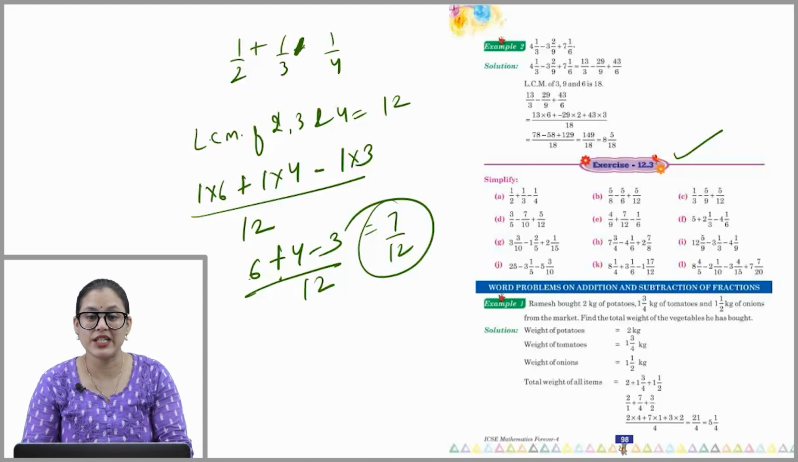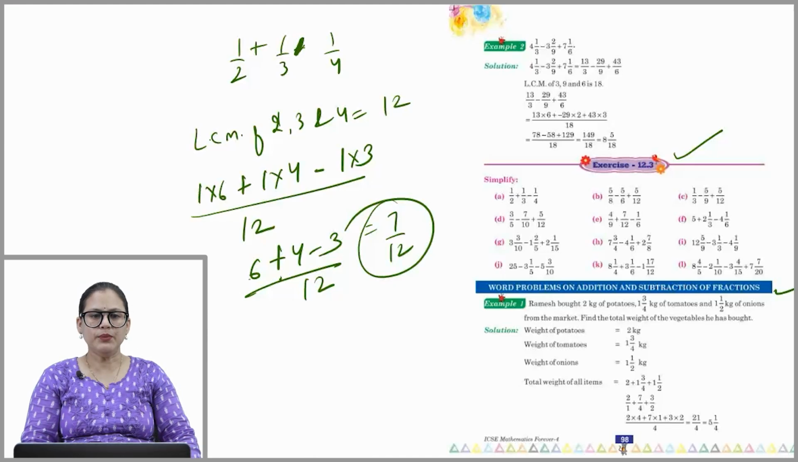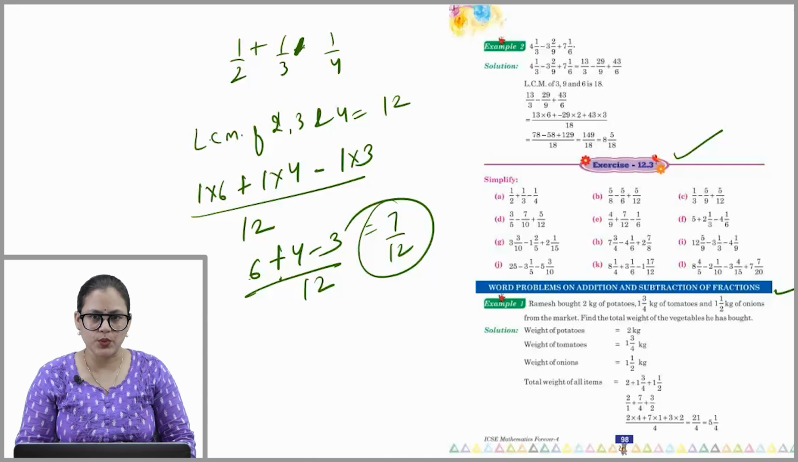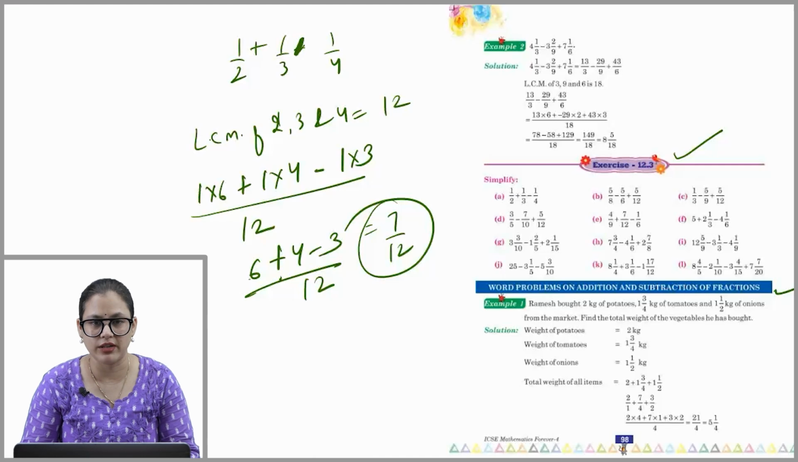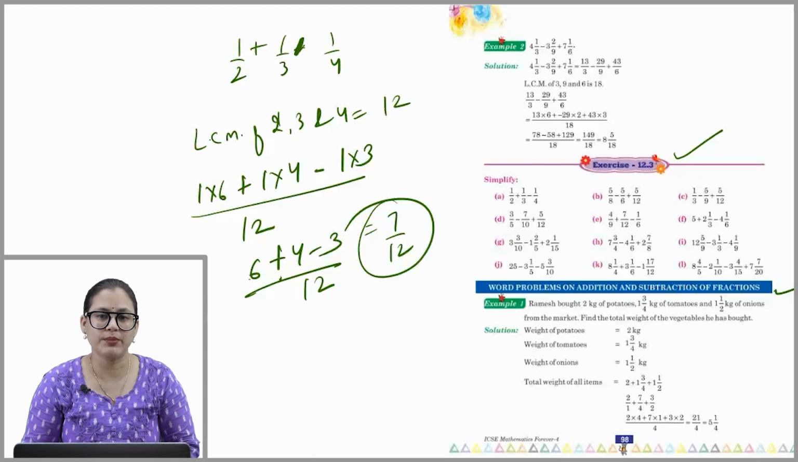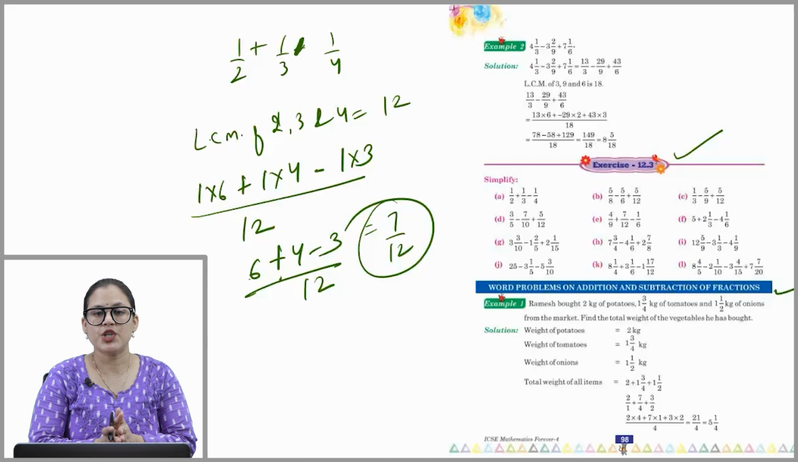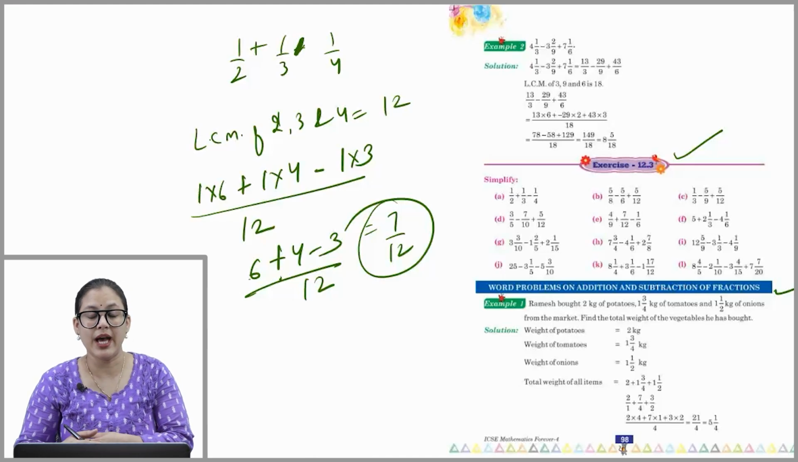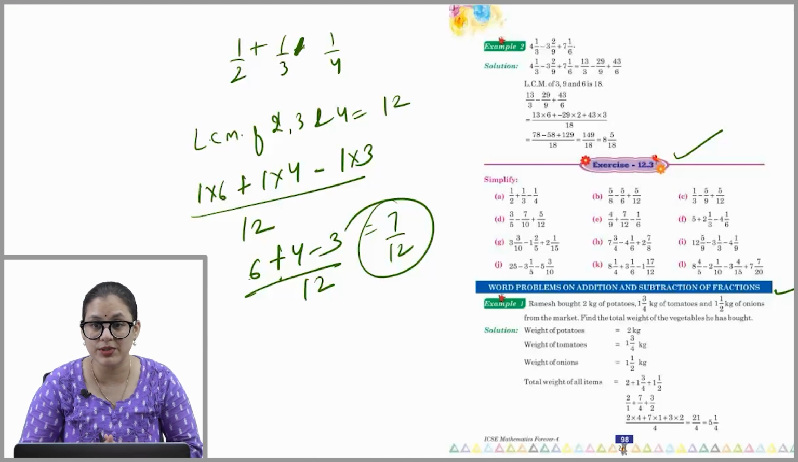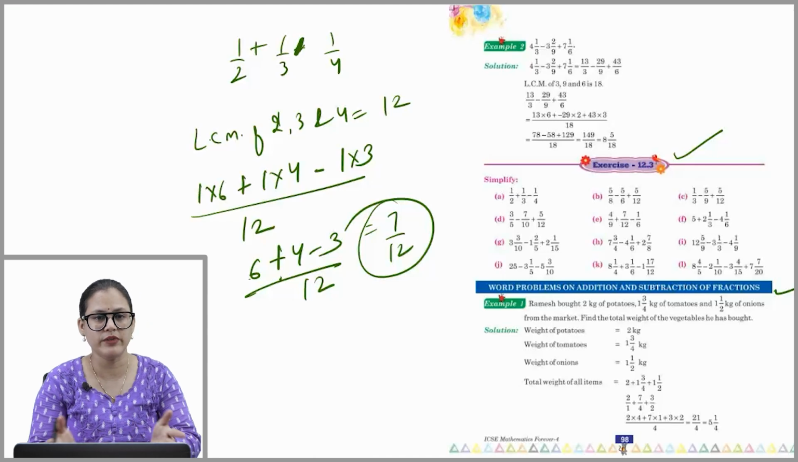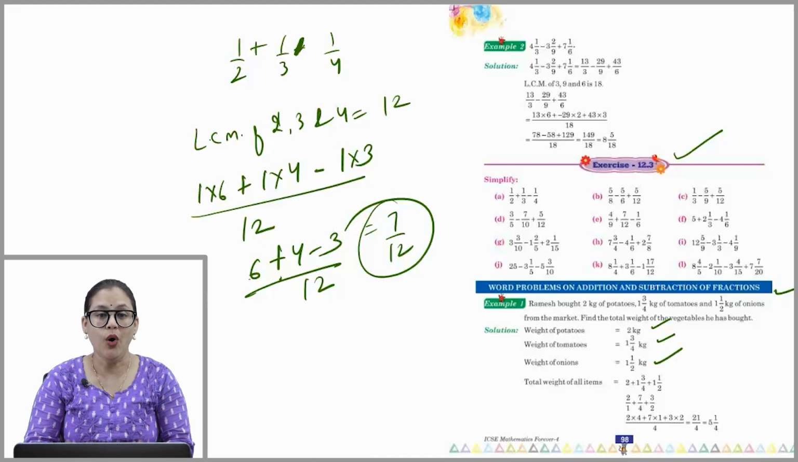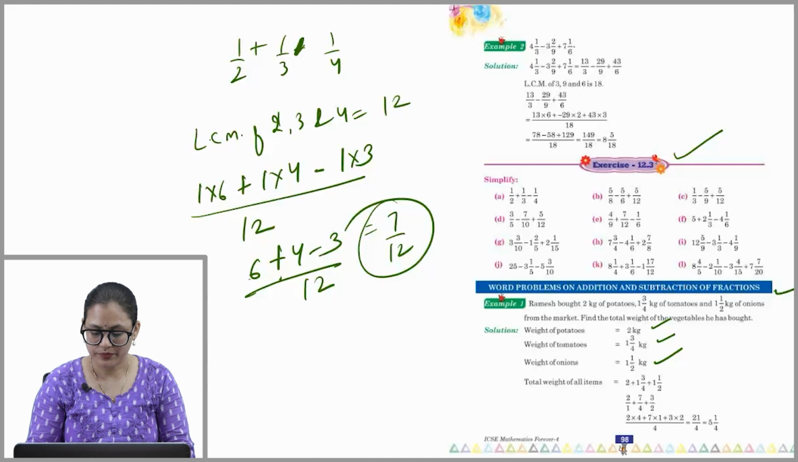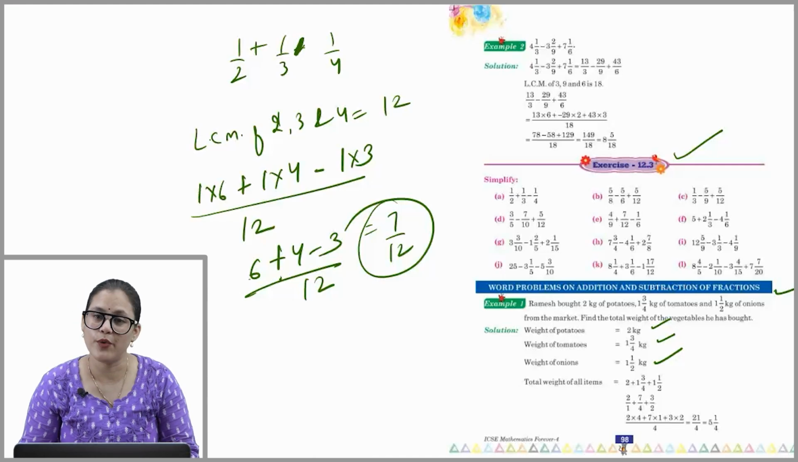Now, word problems in addition and subtraction of fractions. Example 1. Ramesh bought 2 kg of potatoes, 1 whole 3 by 4 kg of tomatoes and 1.5 kg of onions from the market. Find the total weight of the vegetables he has bought. Ramesh bought 3 kinds of vegetables and we have to find their total weight. So what will we do? We will write the weight of potatoes, weight of tomatoes, weight of onions, and then add all these weights. In this way we will get the total weight of the vegetables.